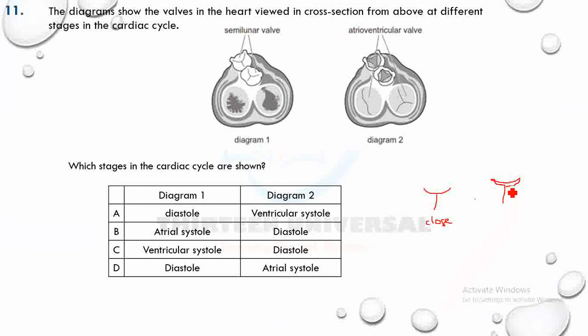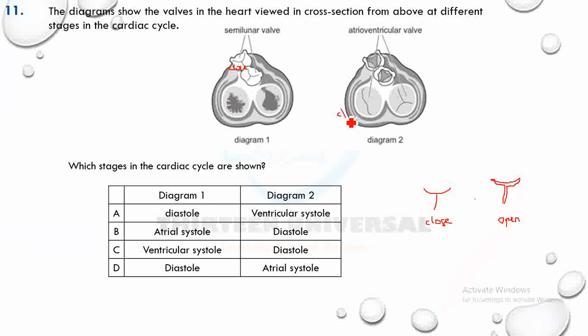Okay, you see that it shows that the valves are open. So valves are open here. You see? Yeah, open. They're open. So that means that this semilunar valve closes here. So at which stage does the semilunar valve close? This atrioventricular valve also closes.